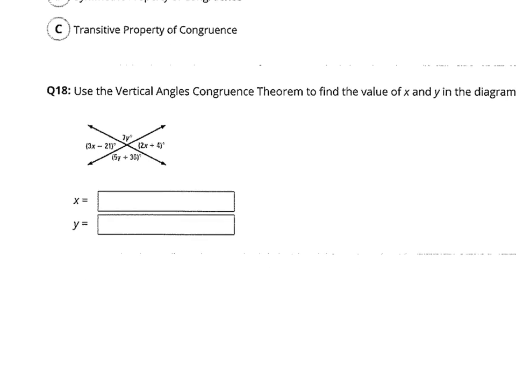Okay, number 18, we're going to use vertical angles to find the values of x and y. So remember, angles that are opposite of one another are equal because these lines intersect. So you're just going to set these up equal to each other. So I'll set up the first one for you for x. I would say, okay, 2x plus 4 equals 3x minus 21, and solve for x. You're going to do the same thing for the other one. Set 7y equal to 5y plus 36. They simply want the value of x and y.